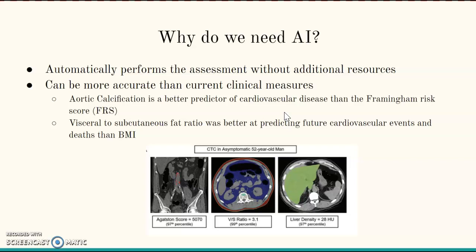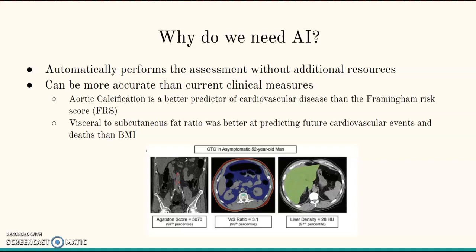Just to provide a specific case study of the benefits of AI scores, you can see in this case study in the image below a 52-year-old man who had a CT scan, and the conventional measures showed that he had a Framingham risk score of 5% and a BMI of 27.5, which indicated that he had low risk for cardiovascular disease. But in reality, based on the AI measures, he was in the 97th percentile for cardiovascular risk, indicated by the Agatston score, and he was in the 99th percentile for the visceral to subcutaneous fat ratio, and in the 97th percentile for liver density, all indicators that he had high risk for cardiovascular disease.